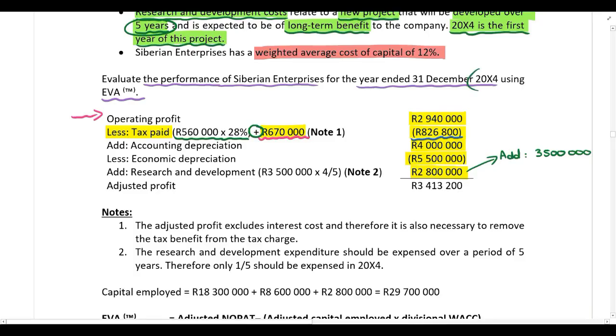However, 20x4 is the first year of this project. So we do need to write off 1 year in this period. So we are going to expense 700,000 rand in 20x4. So the net effect is I'm adding back 2.8 million rand.